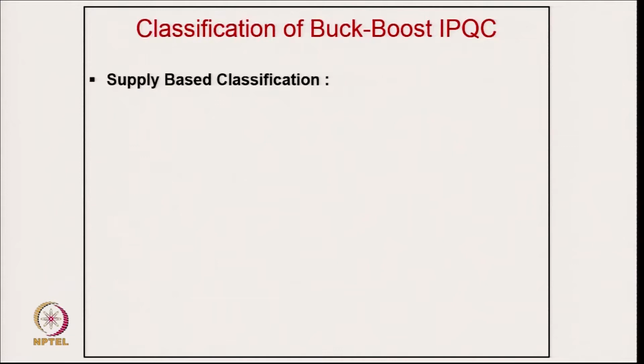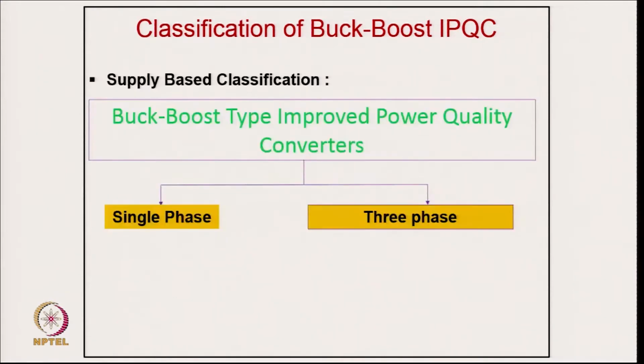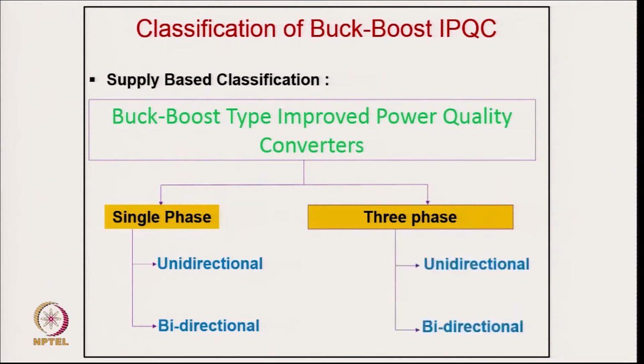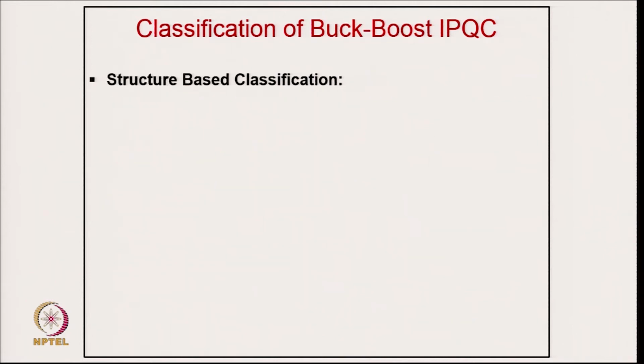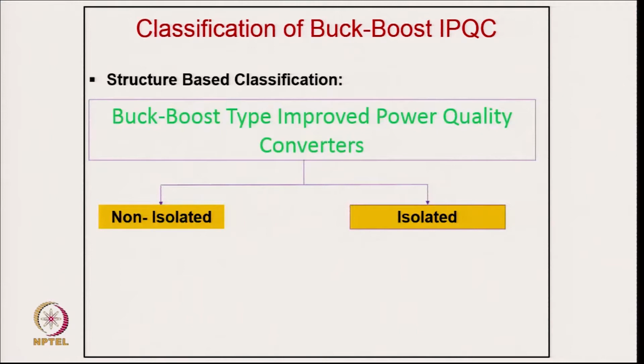Well, coming to the classification, we classify based on supply system, so these buck boost improved power quality converters can be classified on the basis of single phase and three phase. In single phase, we can also have power flow directions, unidirectional and bidirectional, and for three phase again unidirectional and bidirectional. So, structure based classification, of course, we talk about based on non isolated and isolated.